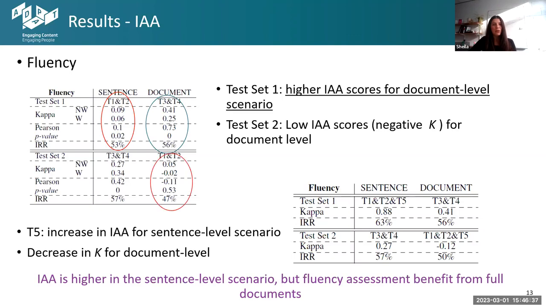But for test set two, we saw that there were low inter-annotator scores, even again, negative kappa scores for the document level. When I added the next translator, there was an increase in inter-annotator agreement for sentence level scenario. So we went from 0.09 to 0.88, which is quite good. But then there was a decrease for the document level. So we saw the inter-annotator agreement again is higher for the sentence level scenario. But we thought maybe fluency assessment would really benefit from full documents with these results that we got back then.